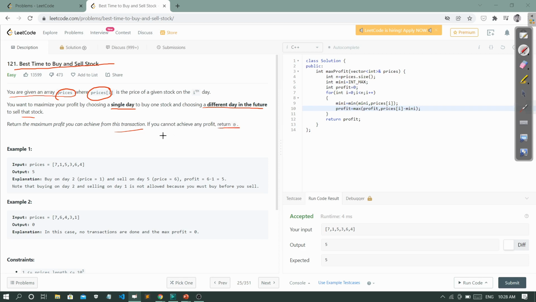Basically, the problem statement is that we are given a prices array, okay, and each prices[i] denotes the price of the stock on the ith day. It means we are given an array of prices, and prices[i] denotes the price on the ith day, that is, suppose there are many stock prices on these different days. Let us try to understand this problem on the whiteboard.